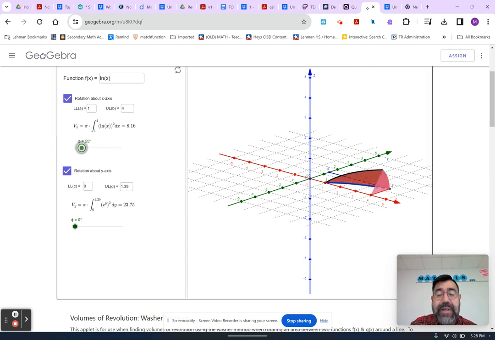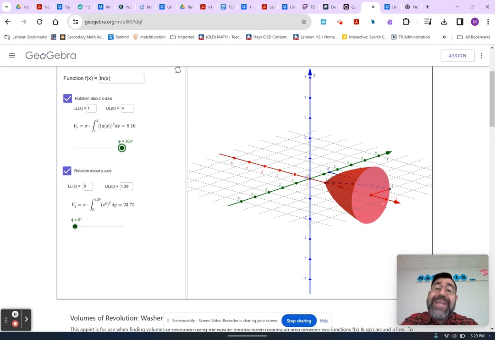As I spin it around, it's going to create a three-dimensional object, and that three-dimensional object is called a solid of revolution. We created this solid by taking a two-dimensional shape and spinning it around an axis, specifically the x-axis. It kind of looks like a spinning top or a bullet or something like that.